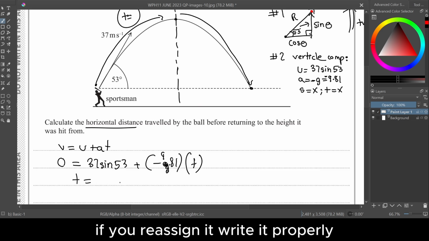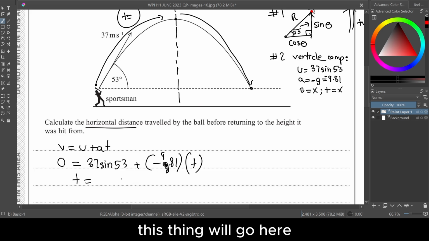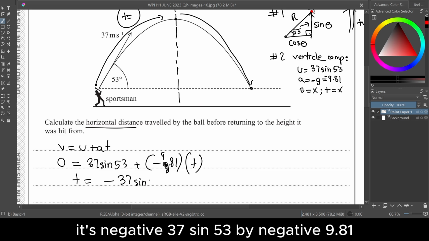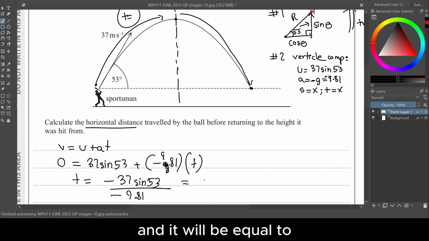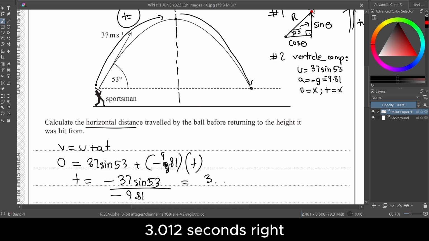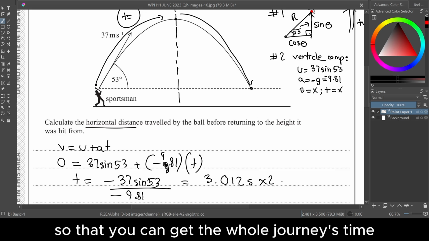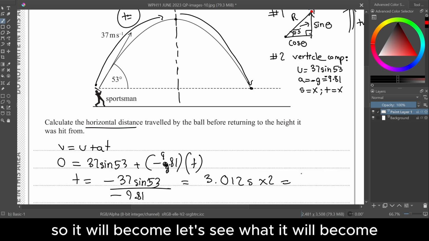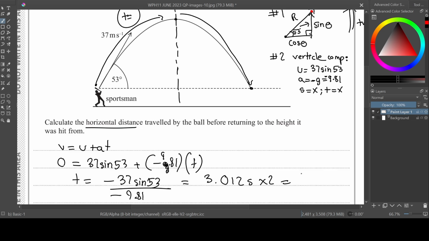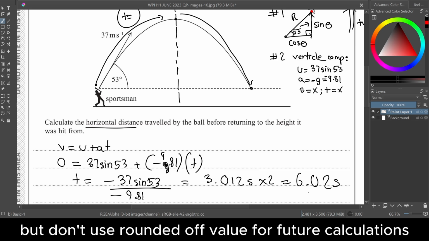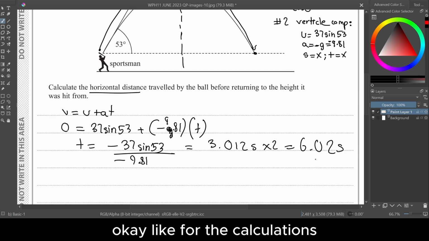If you rearrange it, write it properly, this thing will go here. It's negative 37 sine 53 divided by negative 9.81, and it will be equal to 3.012 seconds, something like that. And you just multiply it by 2 so that you can get the whole journey's time. So it will become 6.02 seconds. I have rounded off, but don't use rounded off values for future calculations, okay?